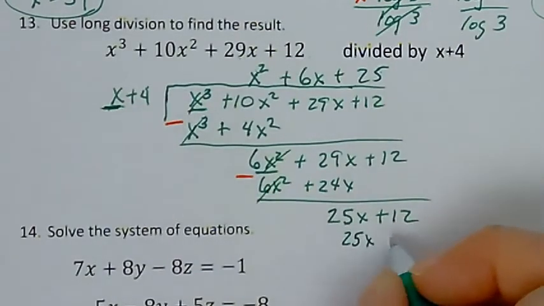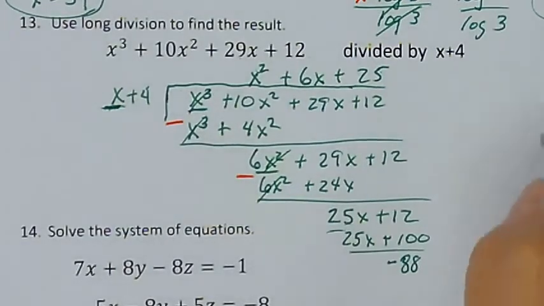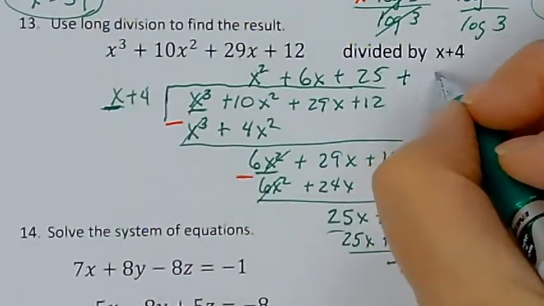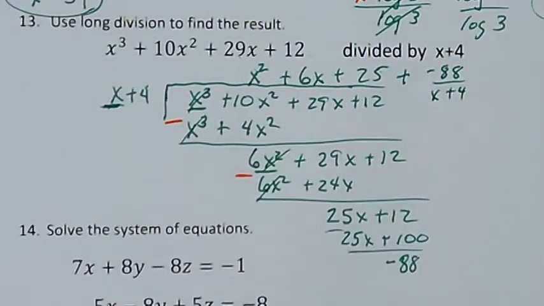Plus 20. And I'm going to subtract. 12 minus 20 is negative 8. So I would have a remainder this time of plus negative 8 over x plus 4. Or I could write minus 8 over x plus 4.